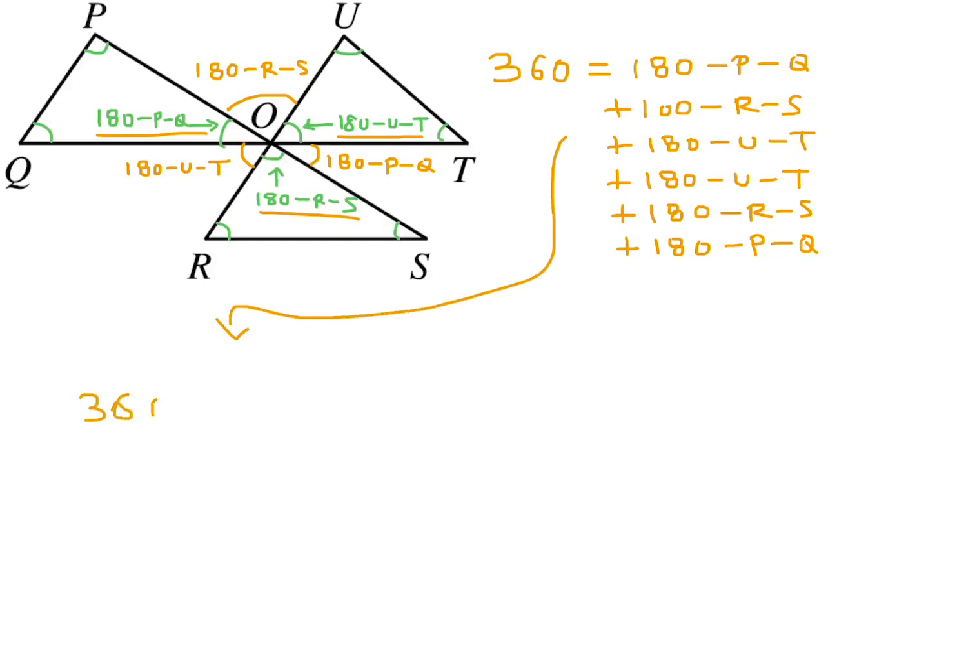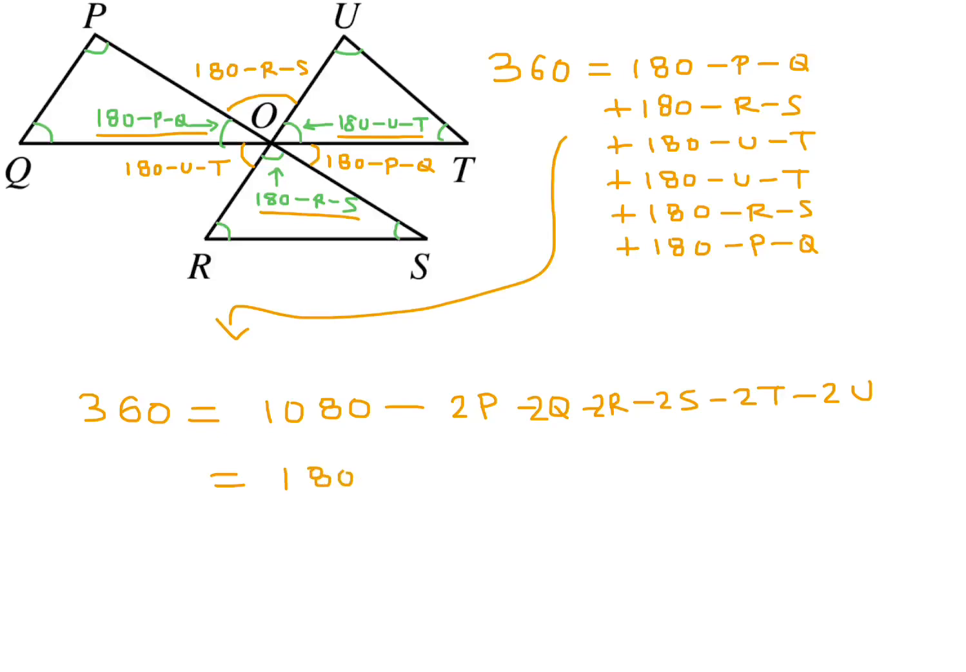So this gives me 360 is equal to, how many 180s do we have here? We have 6 of them. So 6 times 180 is 1080. And then we have minus, it looks like 2P, 2Q, 2R, 2S, 2T, and 2U. Yeah. All right.